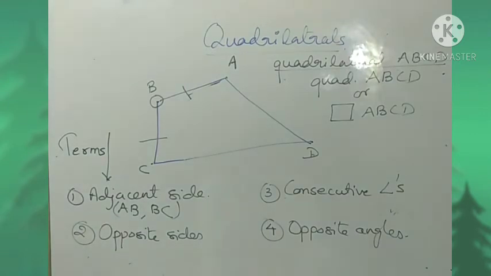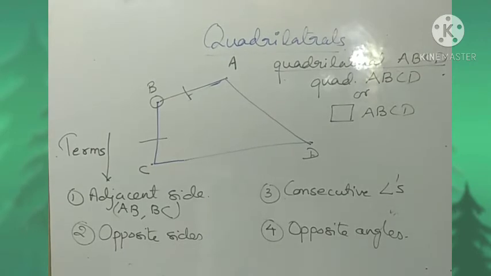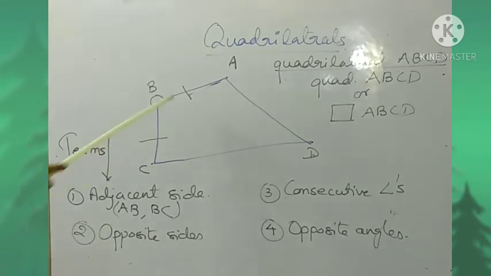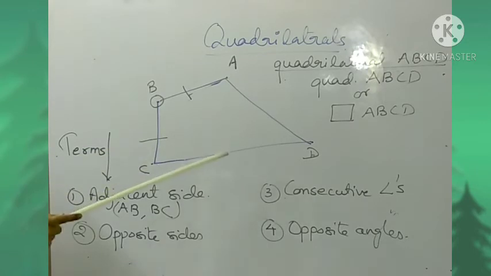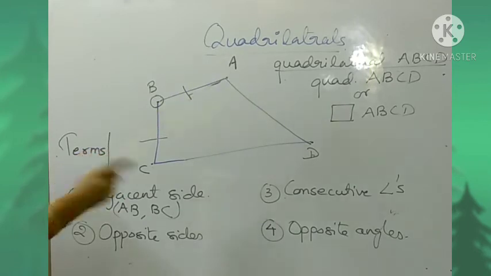So what can we say? Any 2 sides of the quadrilateral which have one common vertex are called adjacent sides. So we have pairs of adjacent sides. The first pair is AB, BC. Then C is the common vertex, so the next pair is BC, CD. Then AD, DC, and AB and AD. So we have different pairs of adjacent sides.